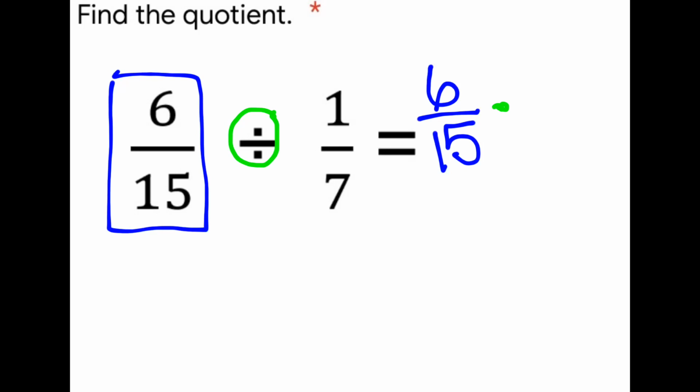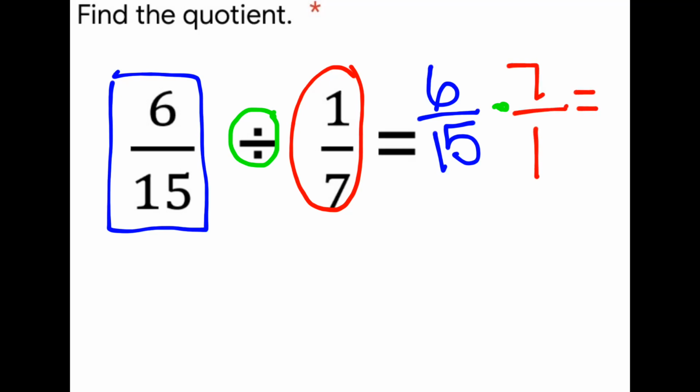And flip our second fraction. When we flip, that means we write the reciprocal. I will give you a second to flip or write the reciprocal of 1/7. The reciprocal of 1/7 is 7/1. Now we can go ahead and multiply straight across.